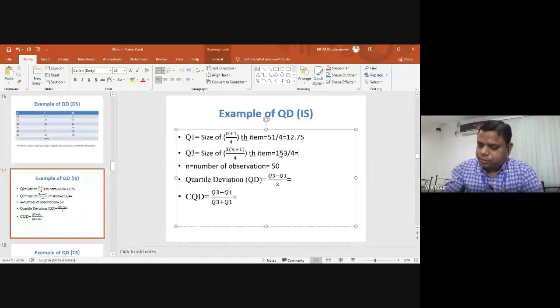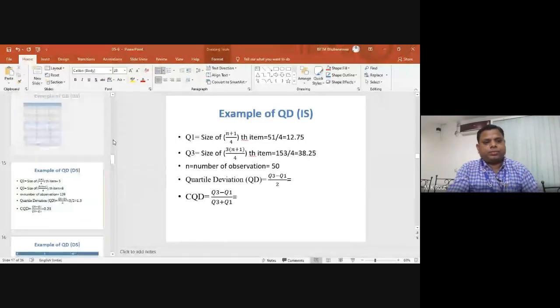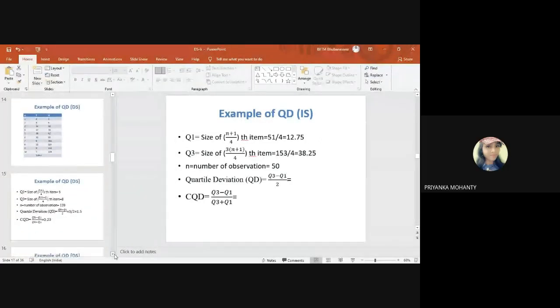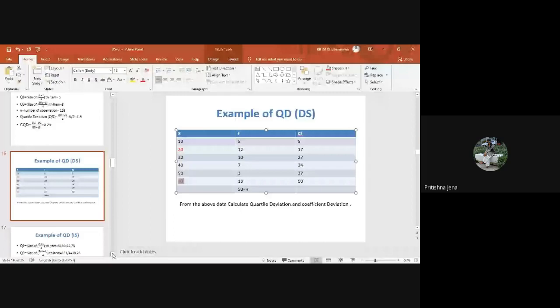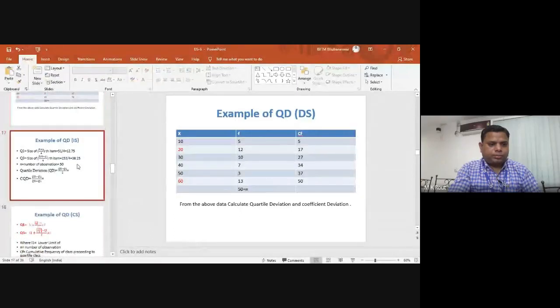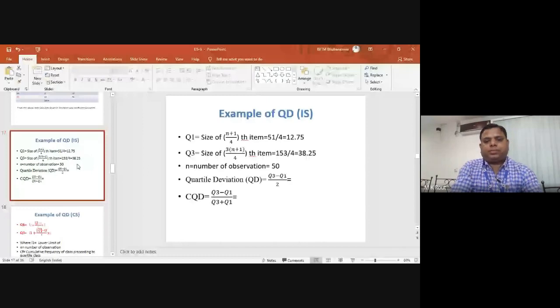Just a minute. 38.25 lies in between which area? 60. We got the value of Q1 and Q3 here. Now calculate the quartile deviation.